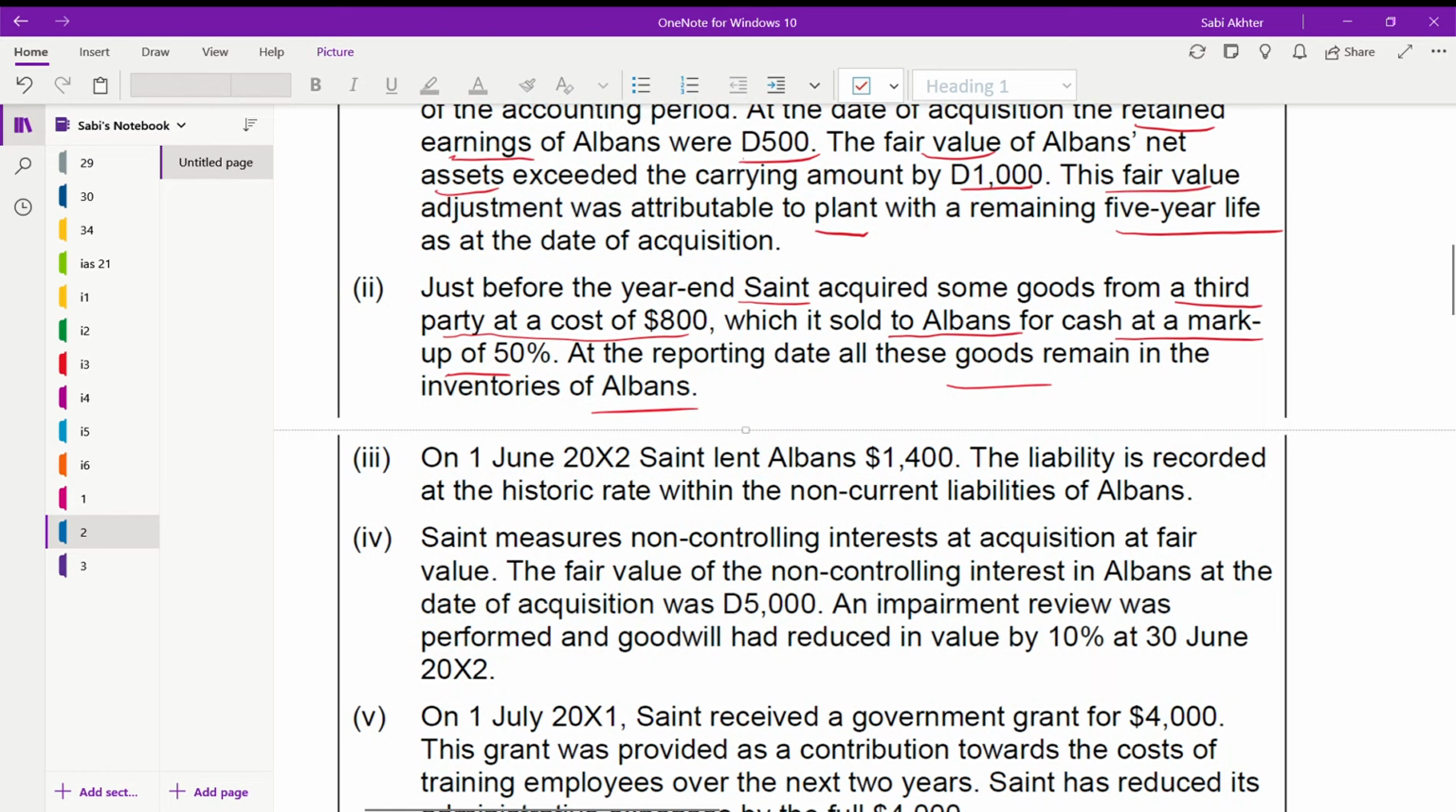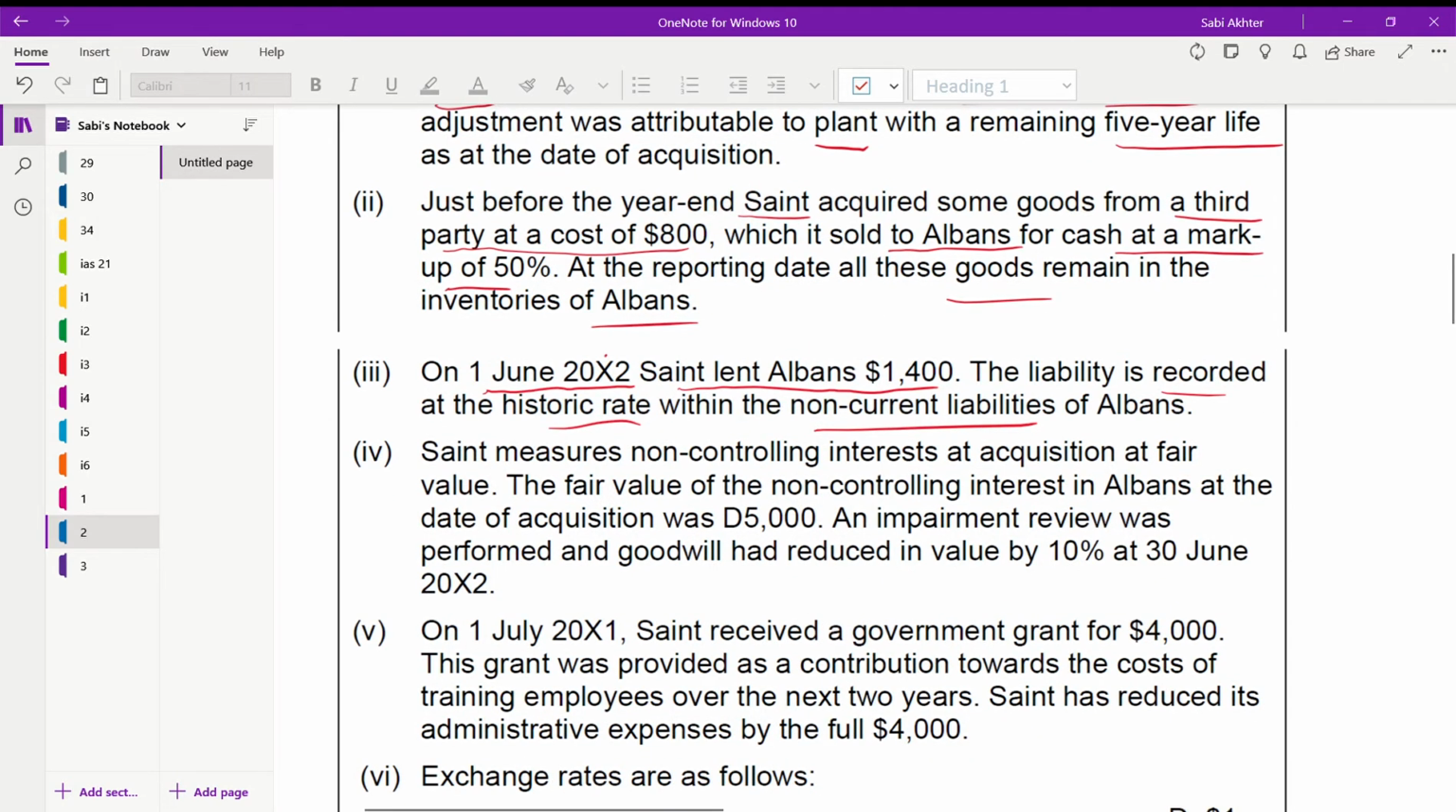Third, Sain lent L1 $1,400 on this date. You have to use this date's rate only. This liability is recorded at the historic rate within the non-current liabilities. It's an intra-group payable, so it will be eliminated on consolidation. He measures NCI at fair value. Fair value of the NCI is 5,000 D. Impairment reduced the goodwill by 10% on 30th June 2002. So this time there's an impairment.